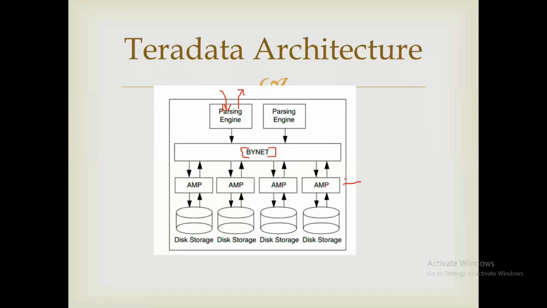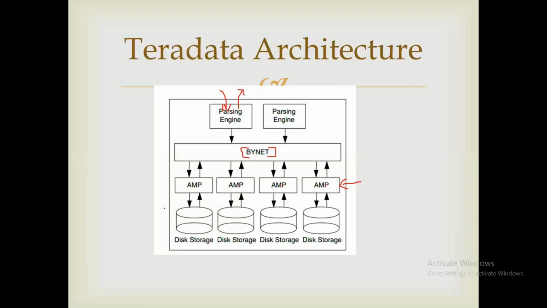And the AMP is the processing engine for Teradata. Access Module Processor is the acronym for AMP. This is for parallelism. Based on the primary index, it will distribute the data to the data storage, and it will keep all the information for storage as well as retrieval, which is important.